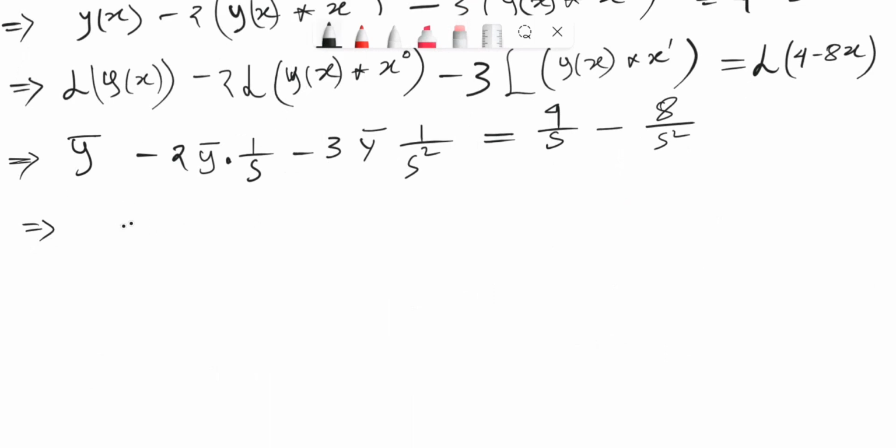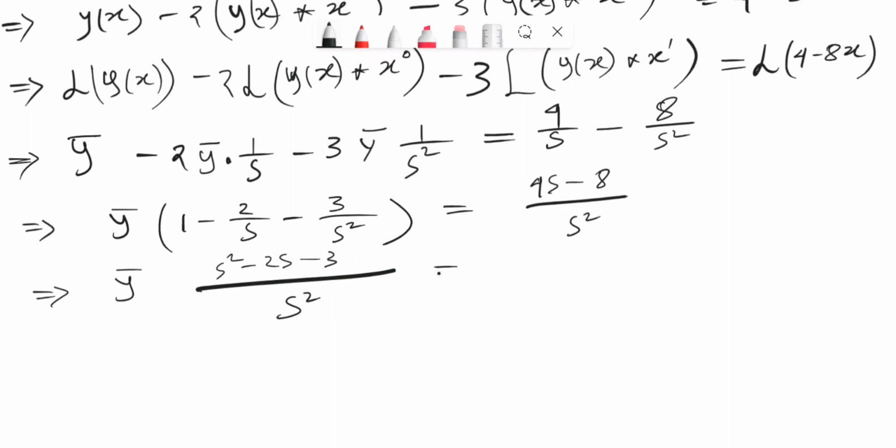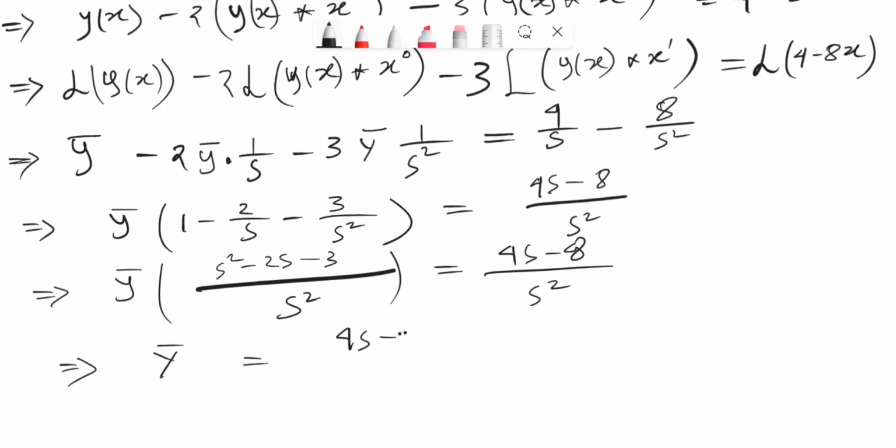So let's simplify this. Y bar will come out as a common. This will be 1 minus 2 by s minus 3 by s square, and when we take an LCM here, it will be s square and 4s minus 8. And when we take this one as LCM, this will give s square minus 2s minus 3 is equal to 4s minus 8 by s square. So after that, when we cross multiply it, we'll have 4s minus 8 by s square minus 2s minus 3.